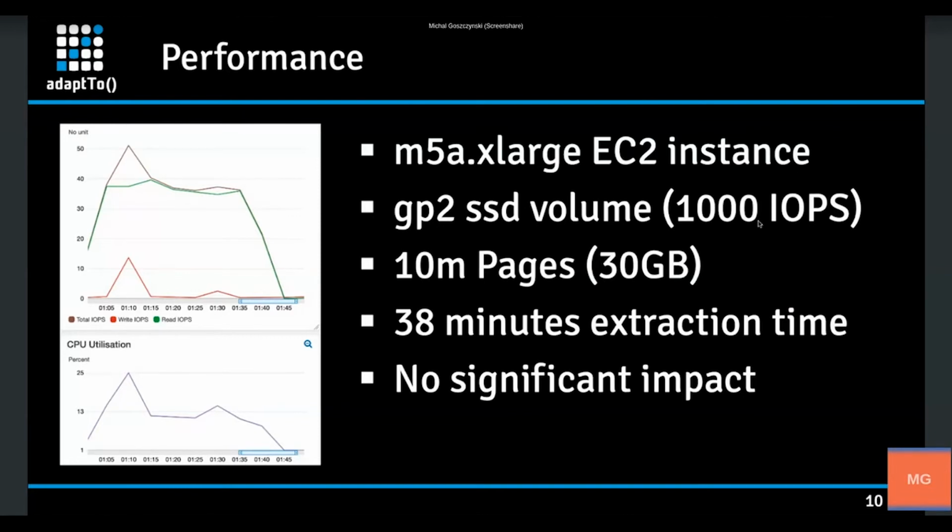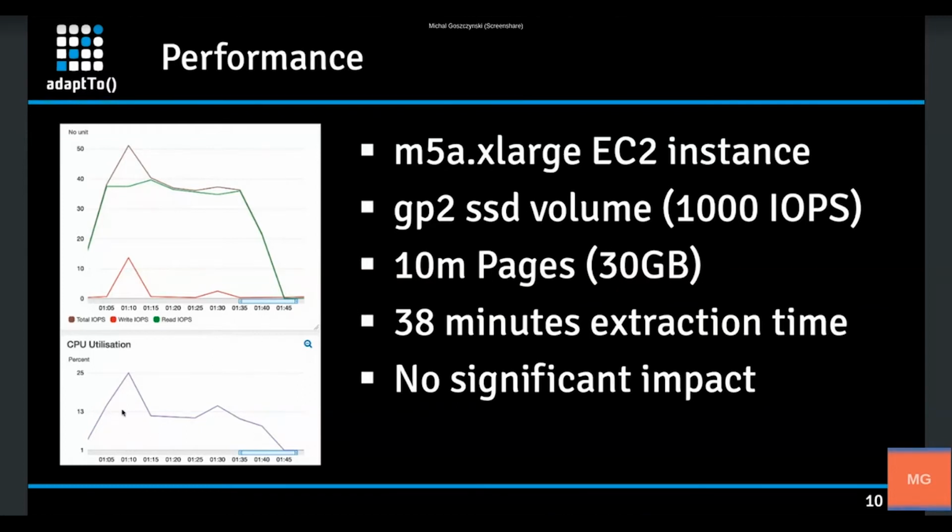IOPS in AWS is the number of read or write operations you can do per second, and that counts in a 256 bytes increment. So you're allowed 1,000 on the volume that I have provisioned, and we can see that throughout the process of the extraction, that has been around below 40. The spike here is when the online compaction kicked in, actually, and there's a little spike in the write operations. But the overall process took about 38 minutes.